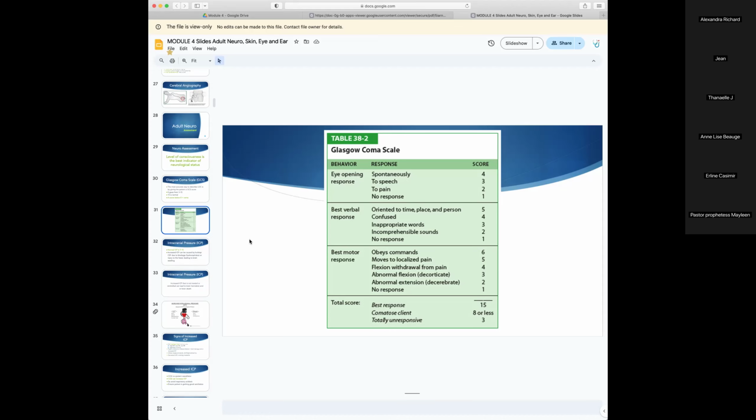So as you can see, the least that a patient can score in each of the 3 categories is a 1. That's why the least you can have on the Glasgow Coma Scale is a 3. Okay, so remember, it goes 3 to 15. 8 or less is a coma. I'm going to give you a moment to study this, and then we're going to do a question. This is very similar to something you might see, okay?